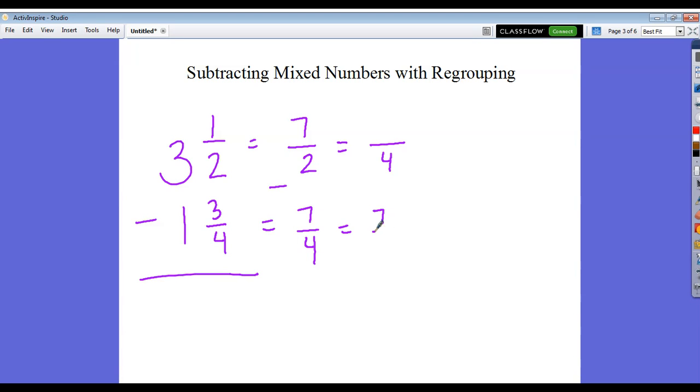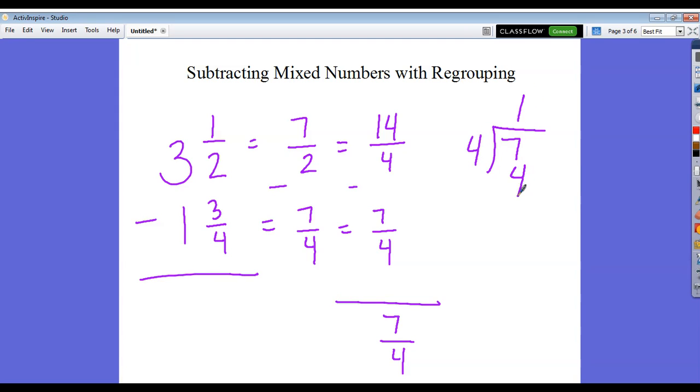Again, 7/4 can stay 7/4. 7/2 is going to become, so times 2 times 2, it's going to become 14/4. And now I can subtract 14/4 minus 7/4 is going to give me 7/4. And I already know that that equals 1 3/4. But if you needed to check, you would do 7 divided by 4, which goes in 1 time, and I'm going to get 1 3/4.